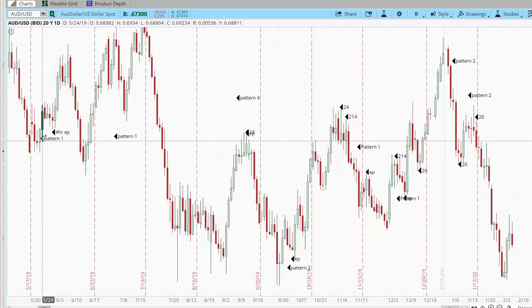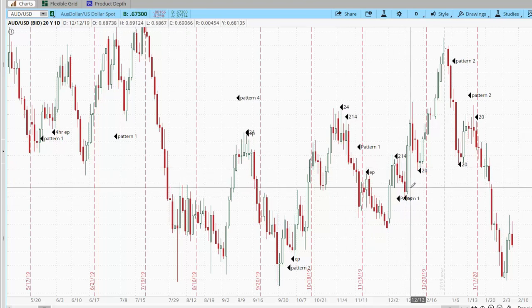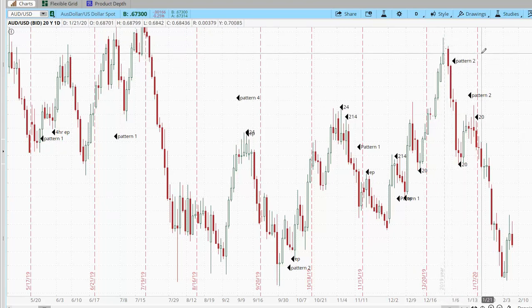So you could look at a chart like this and instantly find that in this area here you had what we call a number 1, here a number 1, here a number 4, here a number 2, and then a number 1, a number 1, a number 2, and a number 2. So you could look at the charts and label them, and these are setups. You can use a setup to help predict when a turn is likely. This particular chart is the Australian dollar, for example.